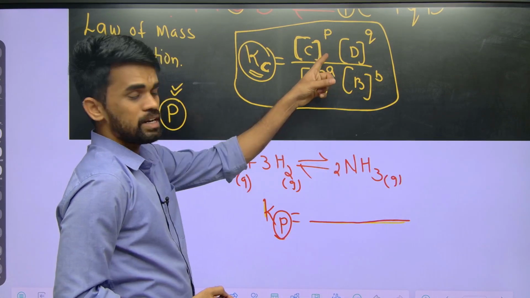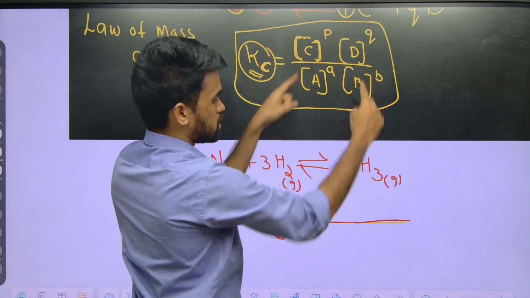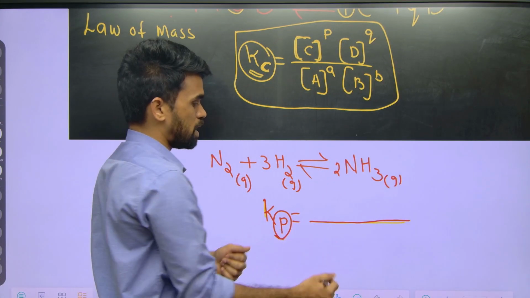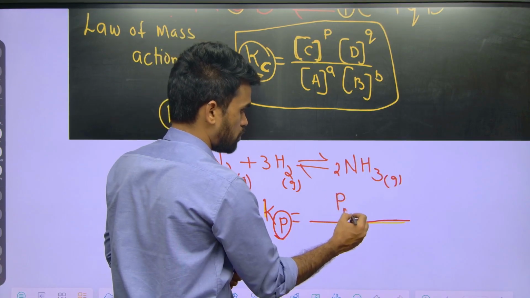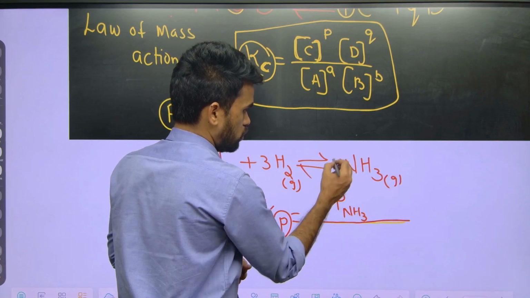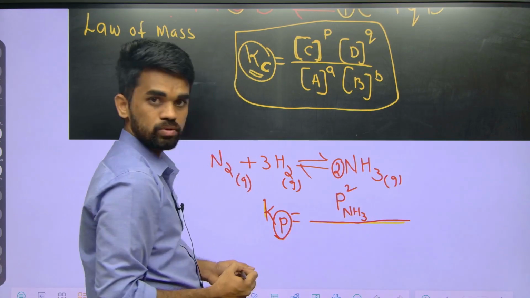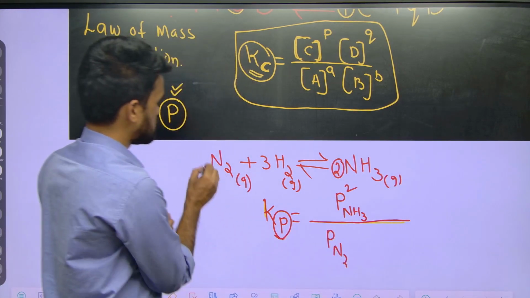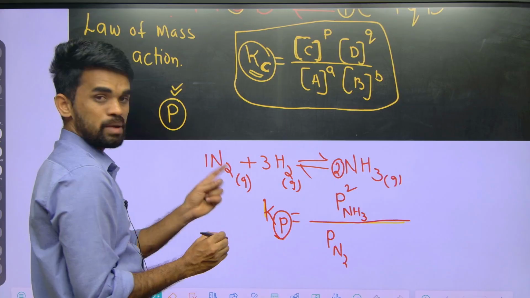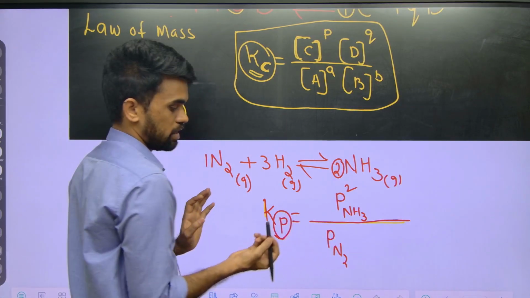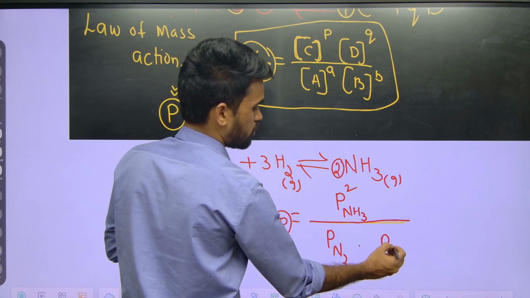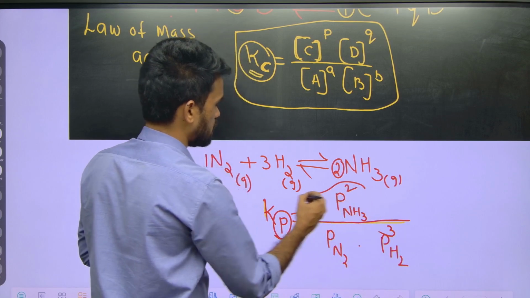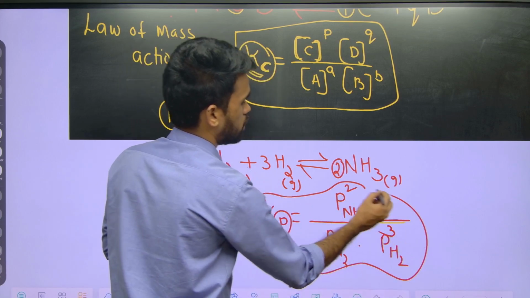Initially, when I told you concentration of products by concentration of reactants, it is the same way but expressed in terms of partial pressure. Partial pressure of ammonia to the power of its stoichiometric coefficient, 2. In the denominator, partial pressure of nitrogen. What is the stoichiometric coefficient? In the balanced equation it is 1, so no need of writing 1. Next, partial pressure of hydrogen to the power 3. Like this you need to write Kp.